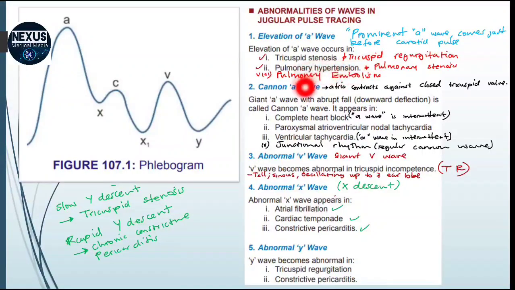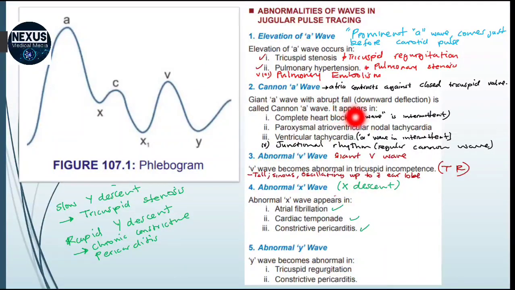It also happens in pulmonary hypertension, pulmonic valve stenosis, and pulmonary embolism. That's when we have the giant A wave, right? On this A wave, we also have a pathology called a cannon A wave. It's the giant A wave, right?